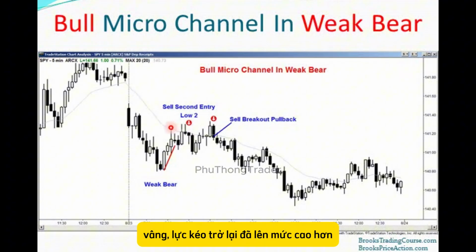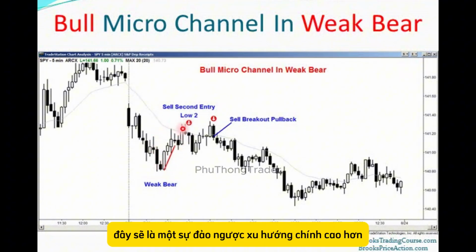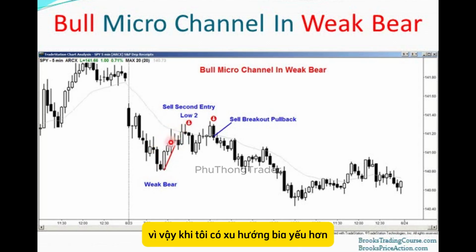Yes, the pullback went to a higher high, but that's common. On a smaller time frame chart, this would be a higher high major trend reversal. So when I have a weaker bear trend and then a bull microchannel, I do not short the low 1, the first breakout. I wait and sell the second reversal down, which is a low 2 sell setup.